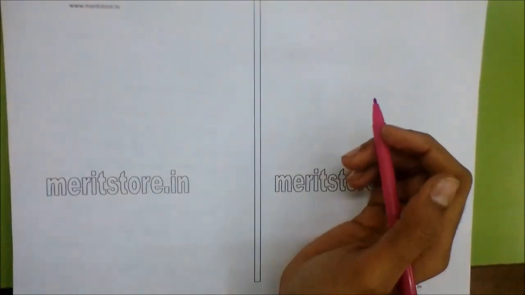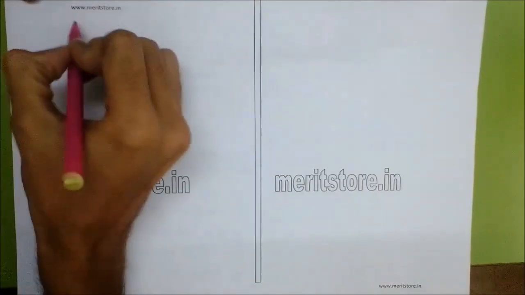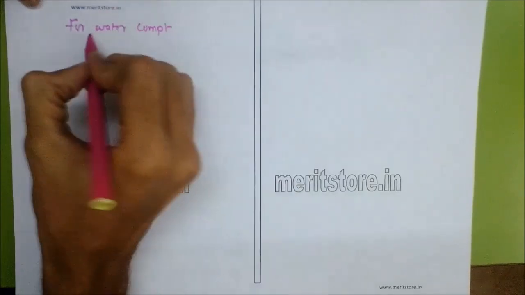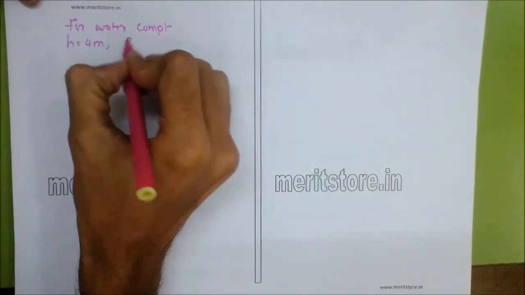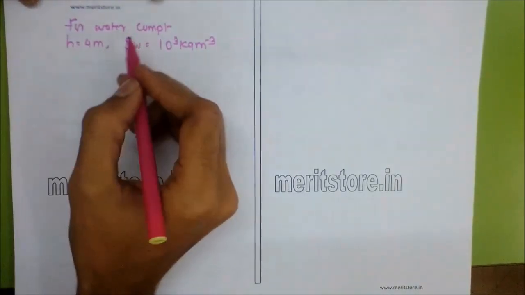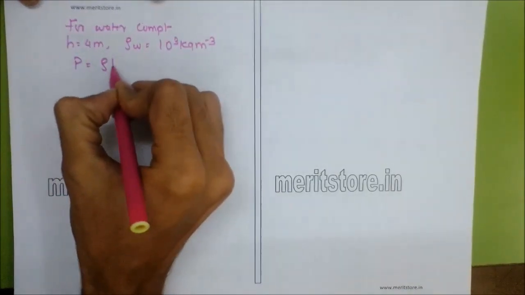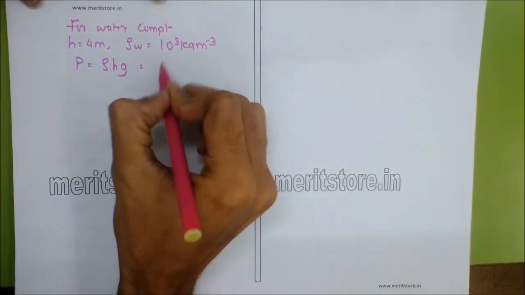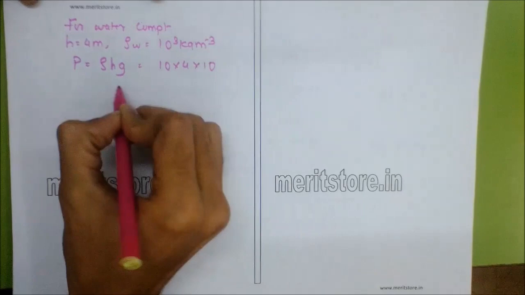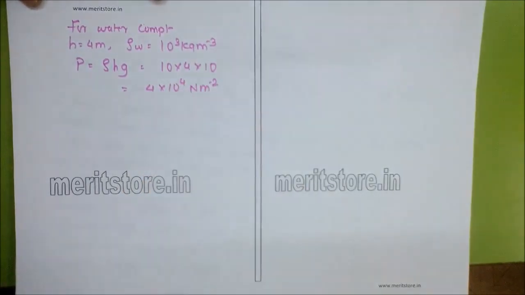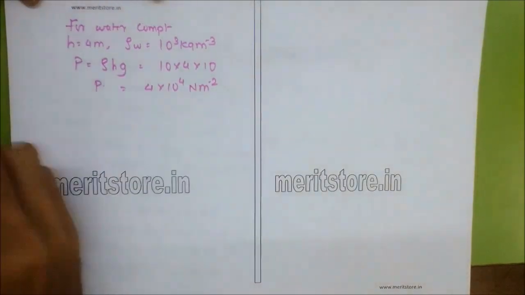Okay, now moving on to the next one. For the water compartment, we have the height, which is 4 meters. We have the density of water, which is 10 raised to 3 kilogram per meter cube, and so the pressure exerted by the water on the door will be given by rho h g. We have been given the gravitational constant, it is 10. So we have here 10 into 4 into 10, that becomes 4 into 10 raised to 4 Newton per meter square. That much is the pressure applied by the water.